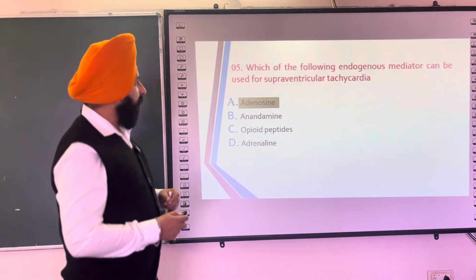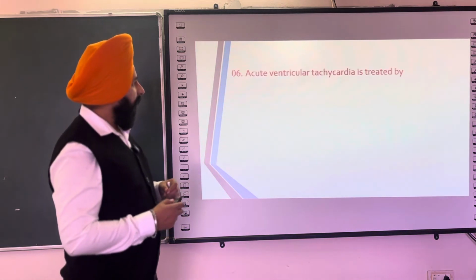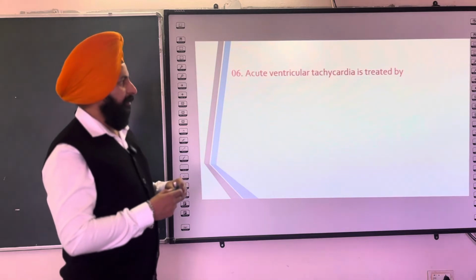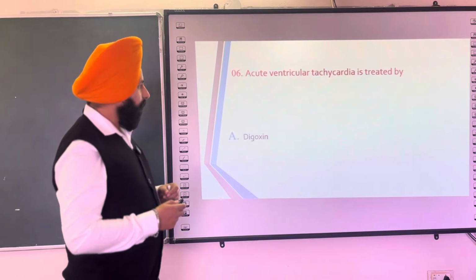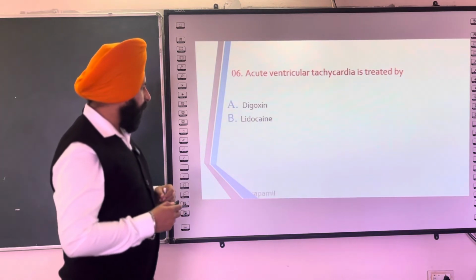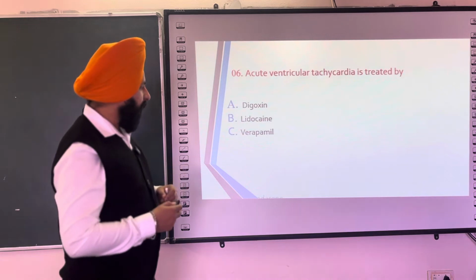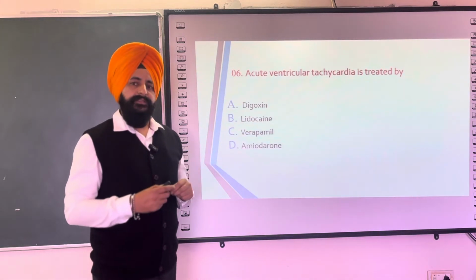So the next question for this GPAT series is: acute ventricular tachycardia is treated by, the options are digoxin, lidocaine, verapamil, and amiodarone. So you should choose the correct answer for this question.